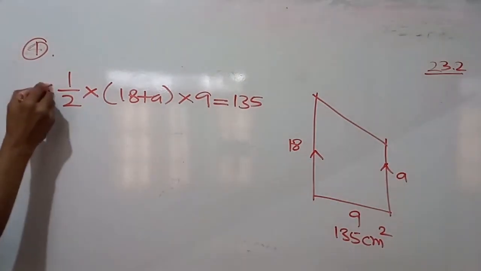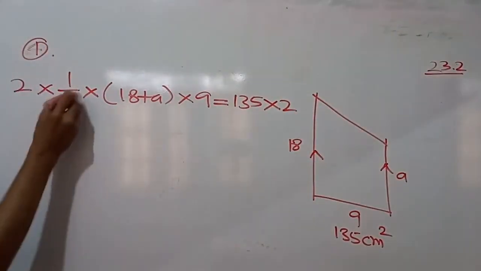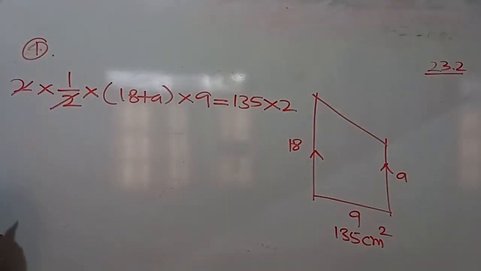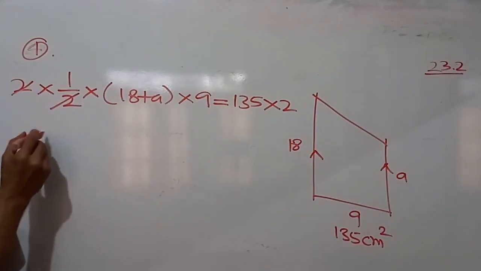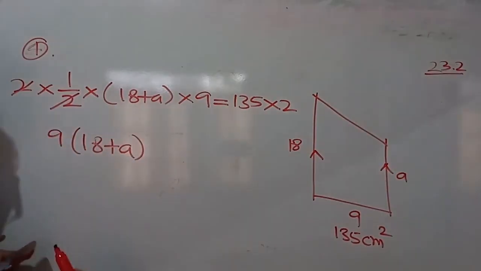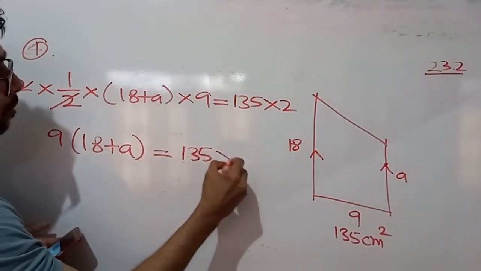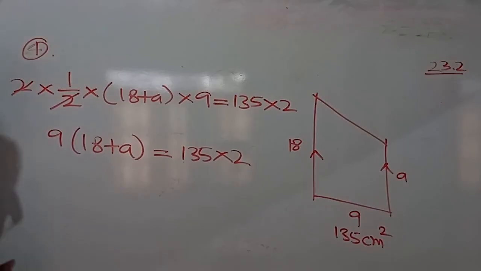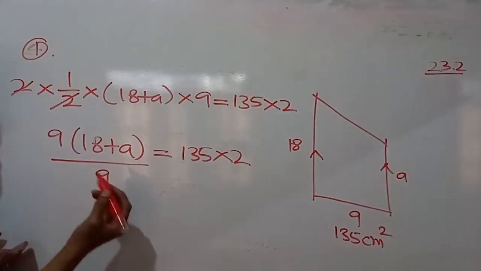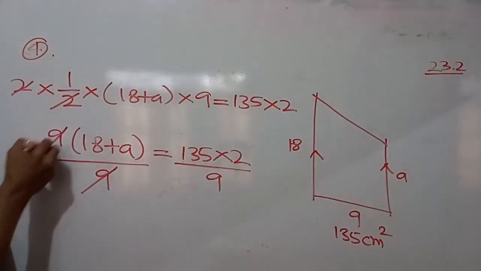Okay. Now I will multiply this side by 2. So I have to do the same thing to the other side. So here I can cancel out the 2. So this will be what? 9 times 18 plus A, within brackets, and then 135 times 2. So here I will divide this side by 9, and I will have to do the same thing to the other side. We can cancel out the 9.